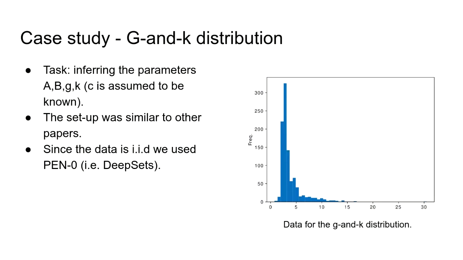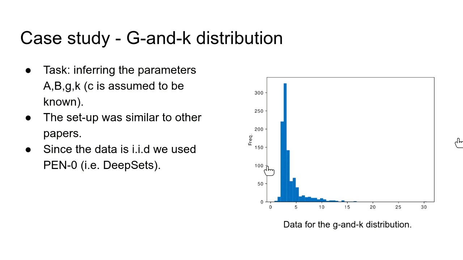Now we'll look at some of the results that we have in our paper. So the first example is the Jane K distribution. In our case, we want to infer the parameters A, B, K, and C is assumed to be known. The setup is similar to many other papers that also analyze the JNK distribution.